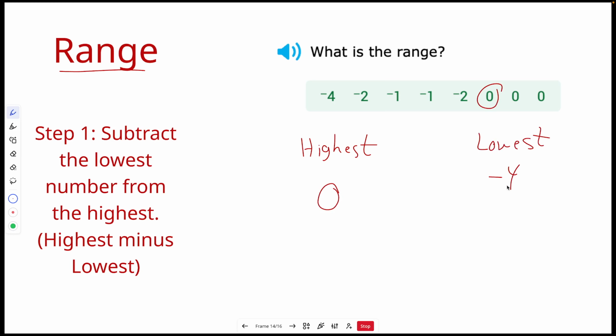So it says subtract the lowest number from the highest number, which just means do highest minus the lowest. And it's important here that you don't mess up your positives and negatives. This is 0 minus -4, which just becomes 0 plus 4. So the answer is 4. Again, do the highest number minus the lowest number.